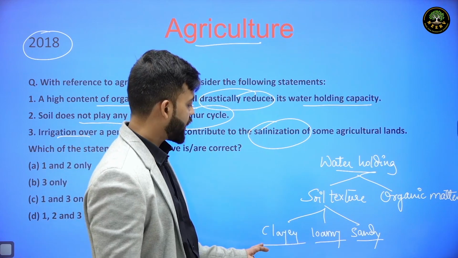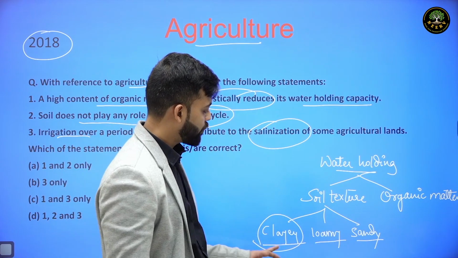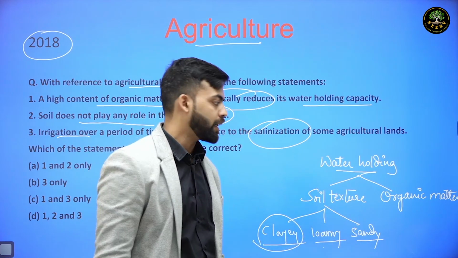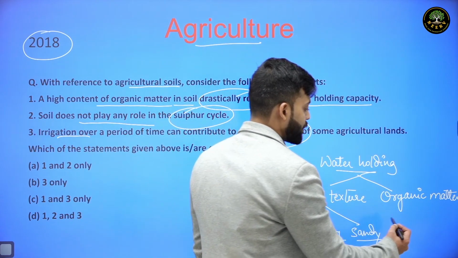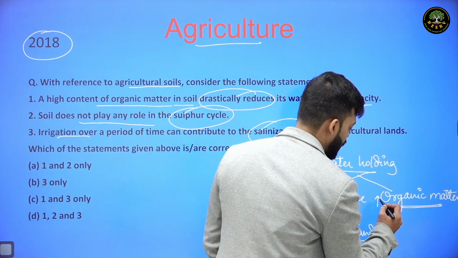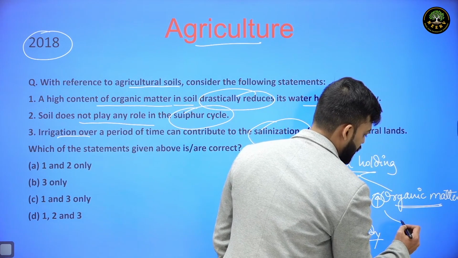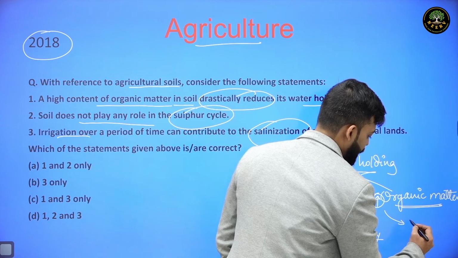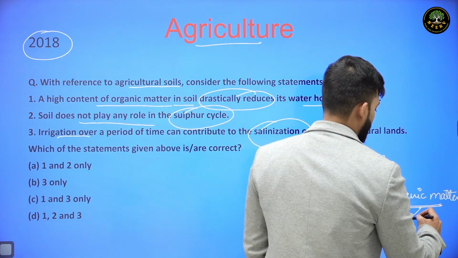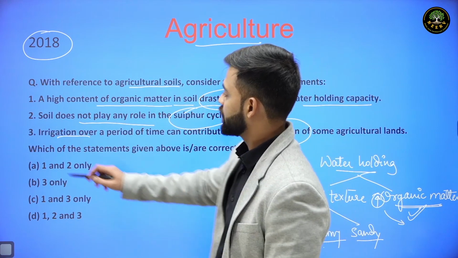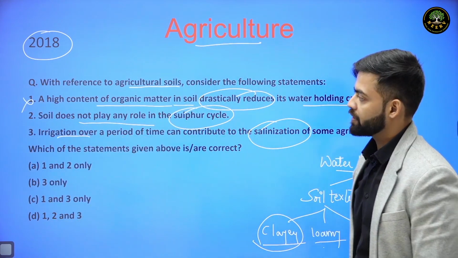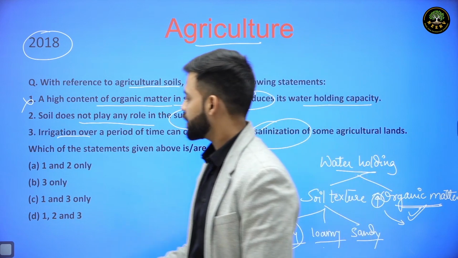So water holding capacity in the clayey soil will be more as compared to loamy soil and then as compared to sandy soil. As far as organic matter is concerned, the more organic matter in the soil, the more water holding there will be as compared to barren land. So more organic matter helps in water holding capacity. So first statement is incorrect.